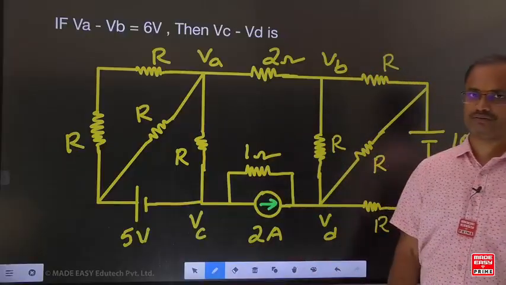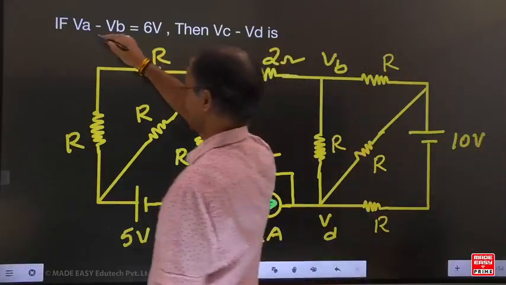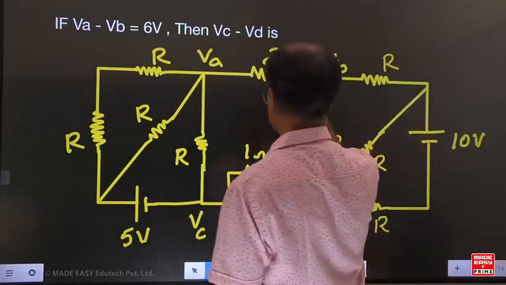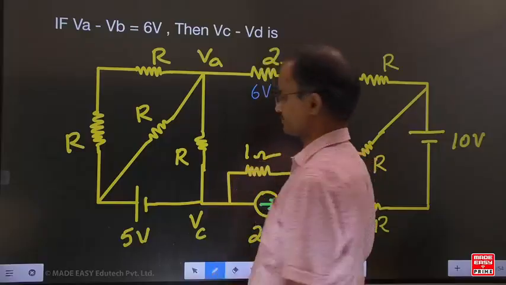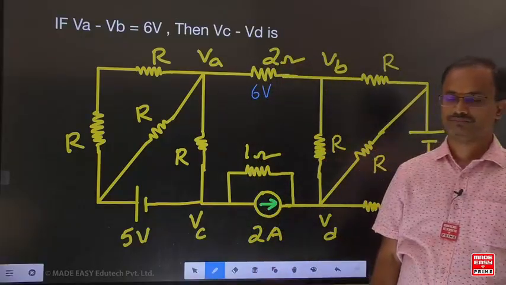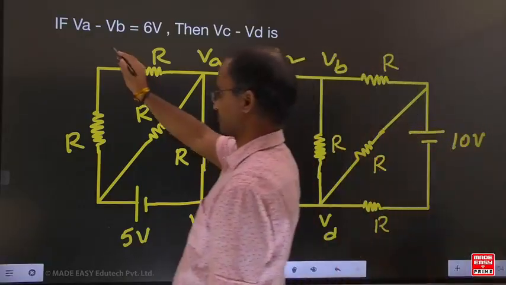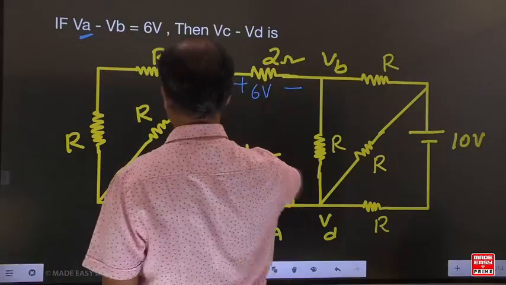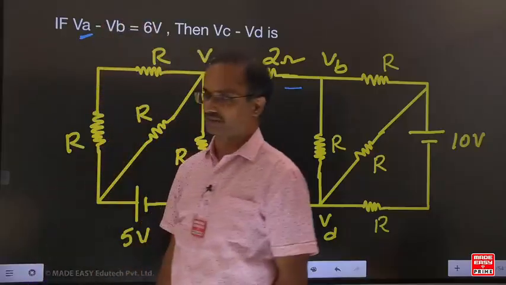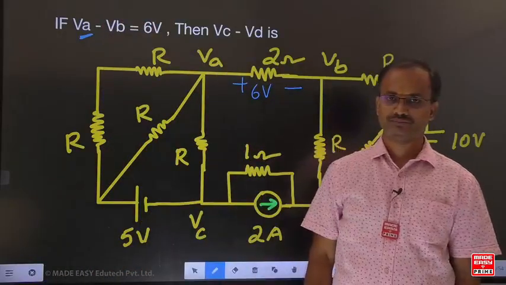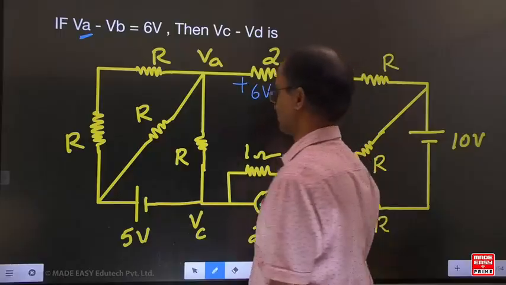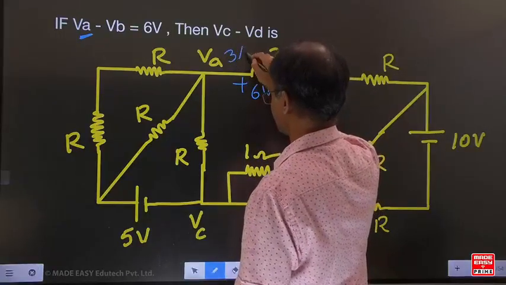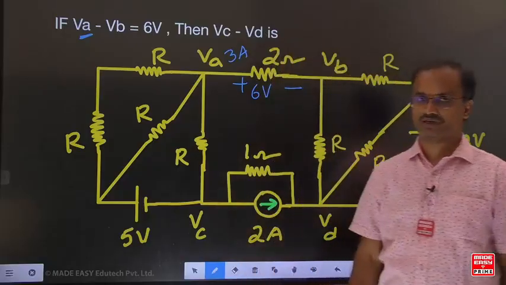Now for this example, with respect to AB points, what is the voltage? 6 volts. Always the first letter is indicated with the positive sign, and the other one with the negative sign. You know the voltage and the resistance, so you can find the current. 6 by 2, how much is the current here? 3 amperes.